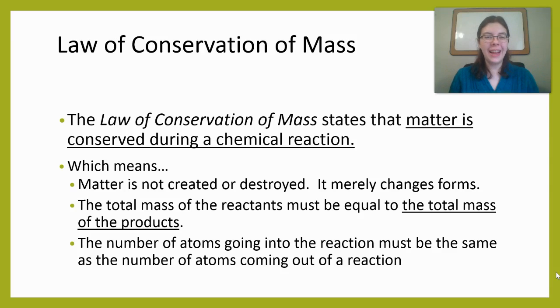The second thing that we know is that the total mass of the reaction, so the mass of what we put in, has to be equal to the mass of what we get out. And then finally, we know that the total number of atoms that we put in the beginning must be the same as the total number of atoms that we get out at the end. Now note, atoms are not the same as molecules. So I'm not saying the molecule number has to be the same. I'm saying the number of atoms has to be the same because molecules can have different masses.